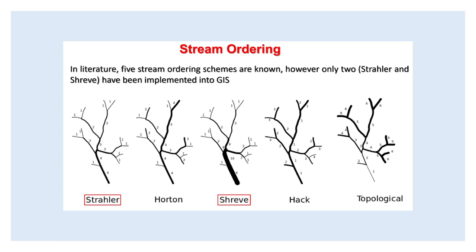As I said, we discussed the Strahler and Shreve methods, and the thing you have to keep in mind is that they are not the only stream ordering methods. There are five stream ordering schemes, but Strahler and Shreve are the ones that have been implemented into geographic information systems, so they are widely used. Other than that, we have the Horton method, the Hack method, and the topological method.